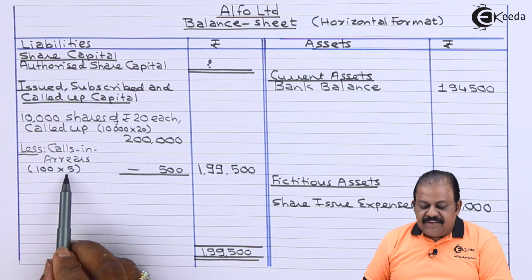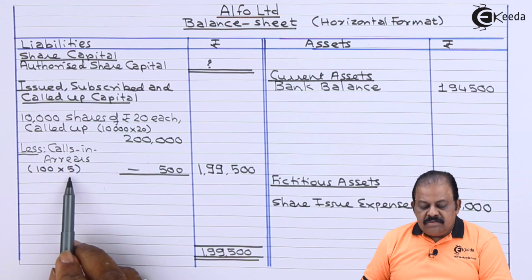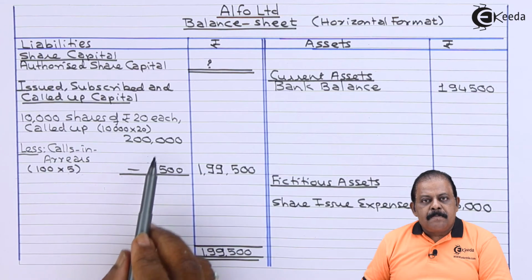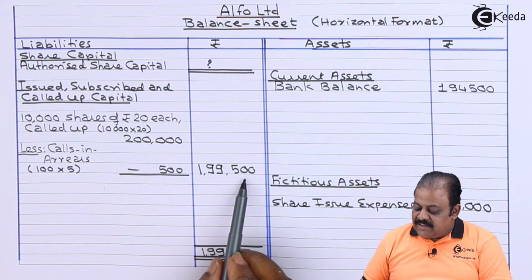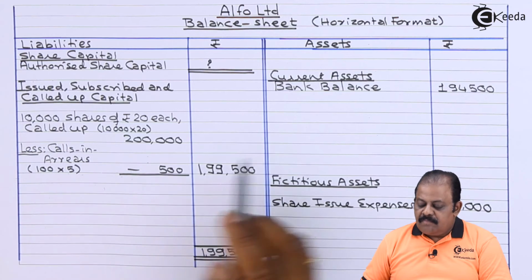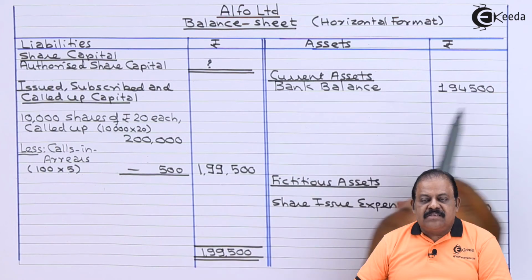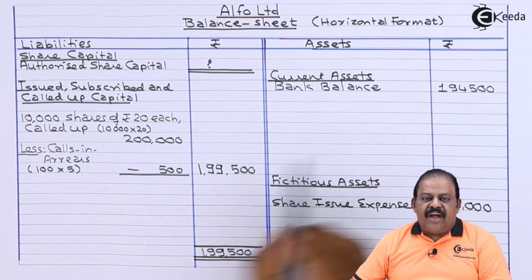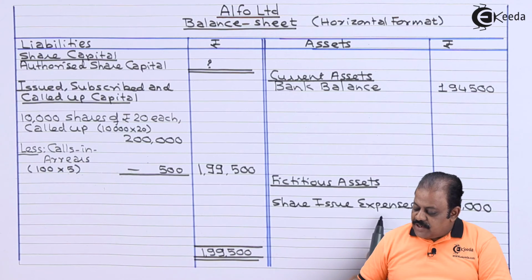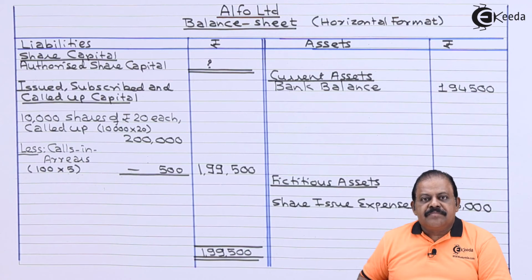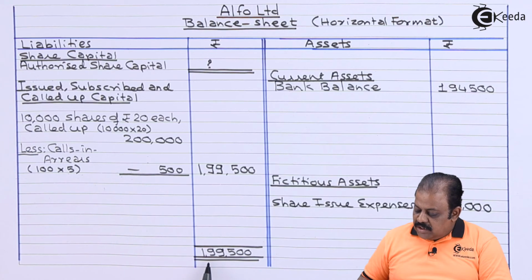Less calls in arrears. On 100 shares, total calls in arrears 5 rupees per share, 500. 2 lakh minus 500, paid up capital is 1,99,500. On the asset side, bank balance 1,94,500. Fictitious assets: we have share issue expenses 5,000. Balance sheet total 1,99,500, liabilities as well as assets.